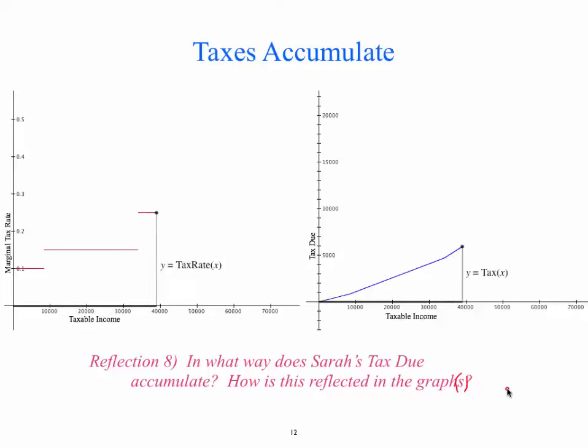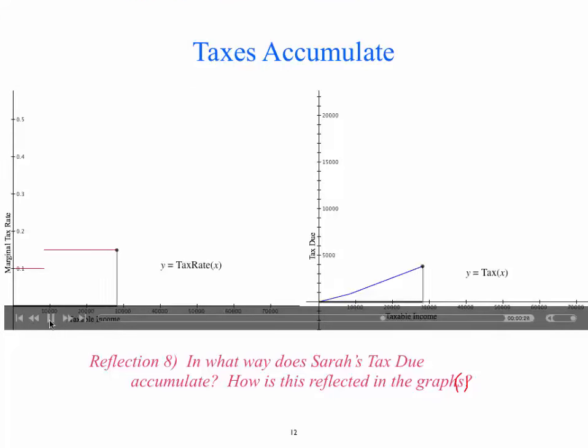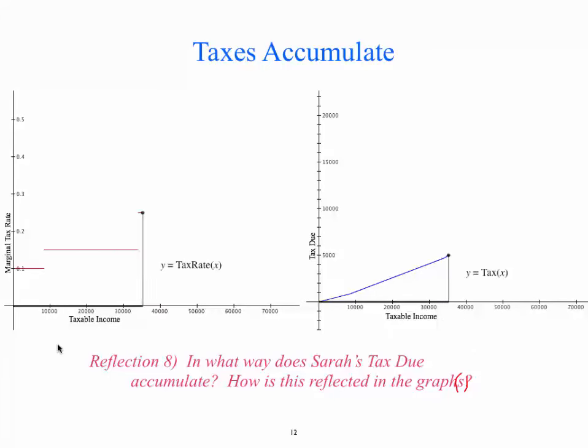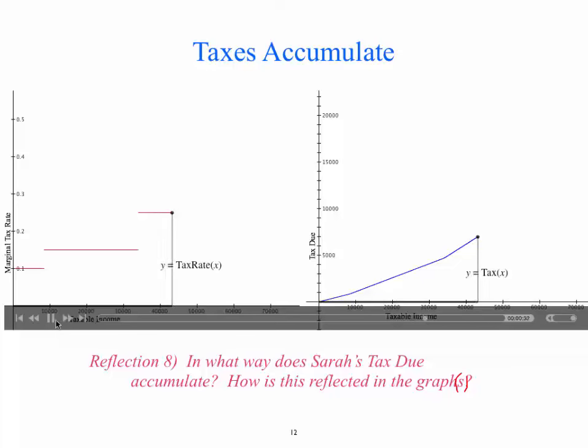Okay, Brianne. What did you guys talk about at your table? We talked about the right graph. Okay, the right graph? Even when the marginal tax rate changes, so the slope, you don't start back at 0. It just keeps adding where the other one left off, showing the accumulation. But we couldn't really see it on the left. Okay.